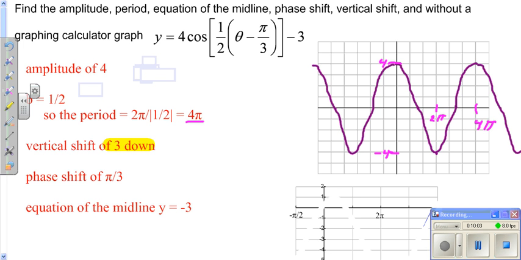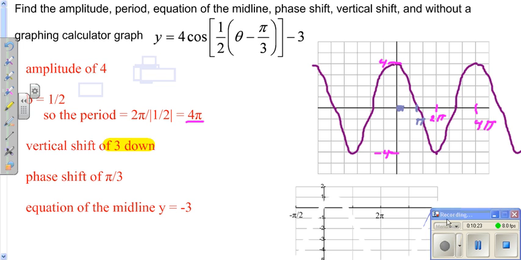Well, this is 2 pi, so therefore this is going to be a pi here. So in other words, a third of a pi would have to be a third of this distance right here. So a third of a pi would have to be this distance right here. So that's how far we're going to move all of our points to the right.